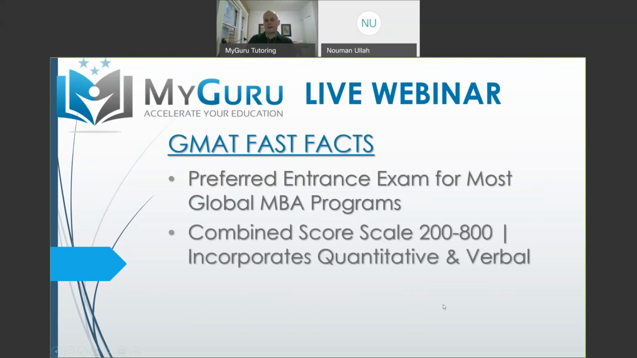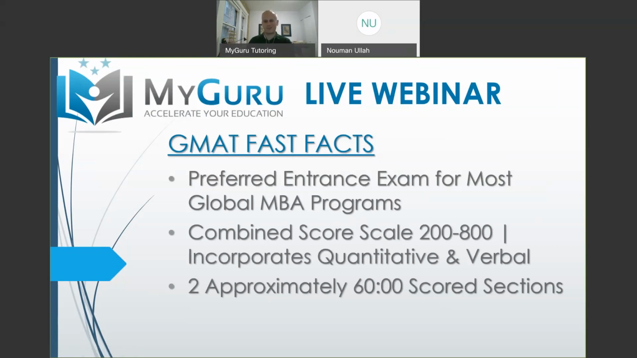The GMAT also has the more familiar combined score scale of 200 to 800, incorporates only the quantitative and the verbal sections. So the integrated reasoning is not a portion of the combined score for the GMAT, but it is for the executive assessment. Each section is approximately 60 minutes for the GMAT.